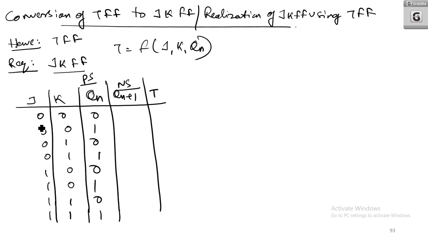If both J and K are 0, it is 0, 1. Here it is reset, so 0, 0. Here it is set, it is 1, 1. So if J and K both are equal to 1, it is toggle. So 0 becomes 1, 1 becomes 0.